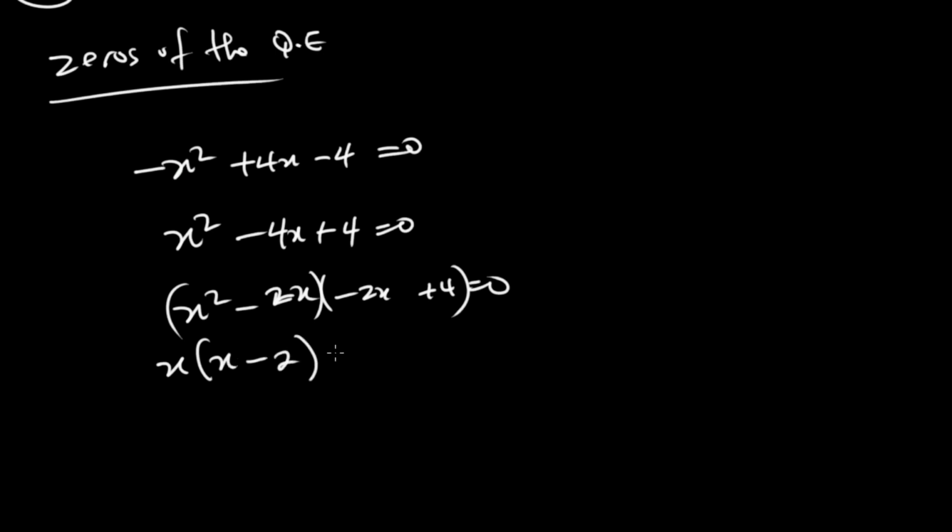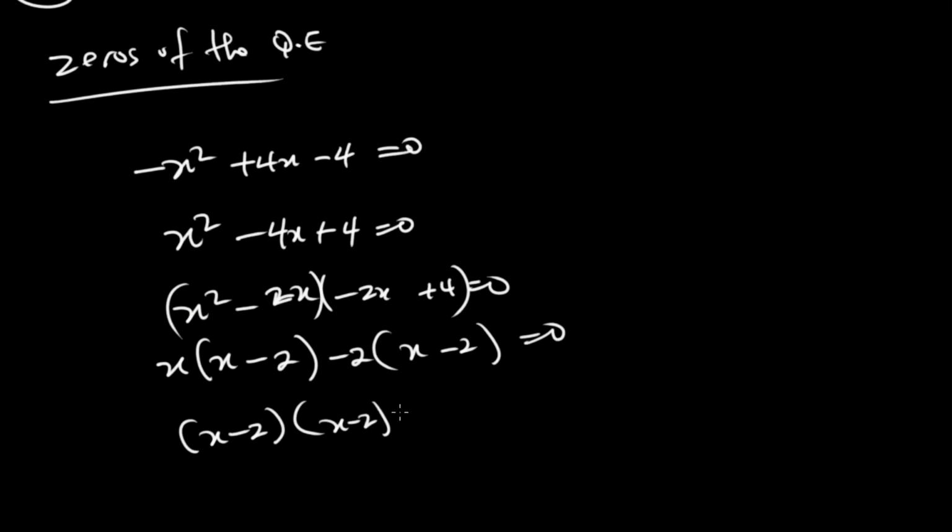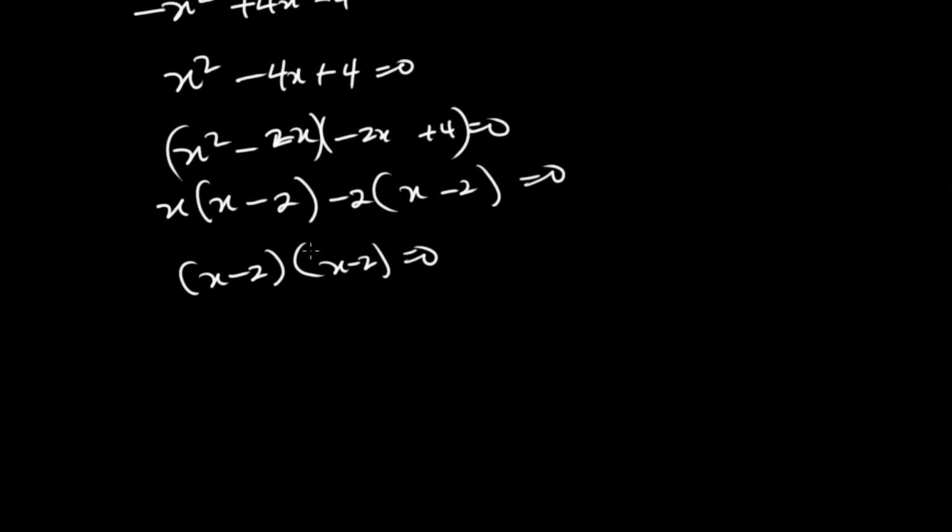The same thing here, I'm going to have negative 2, and this is x minus 2 again. So I have x minus 2 times x minus 2 equal to 0. So here I have real and equal roots, x equal to 2 twice.